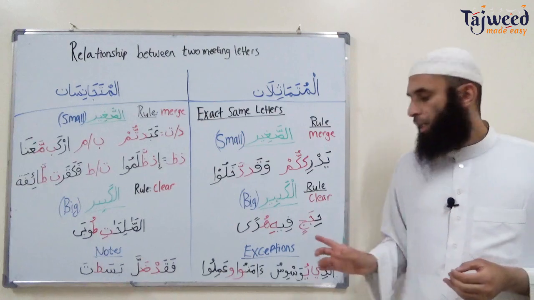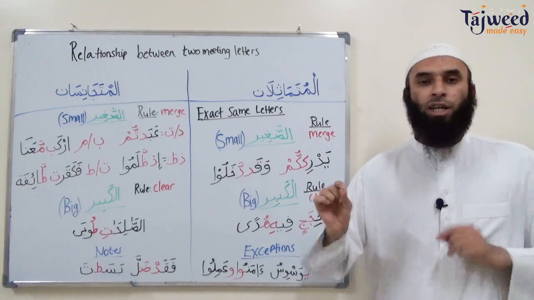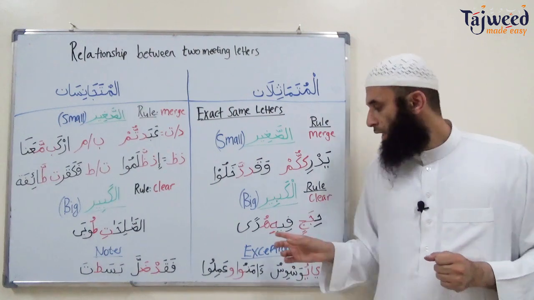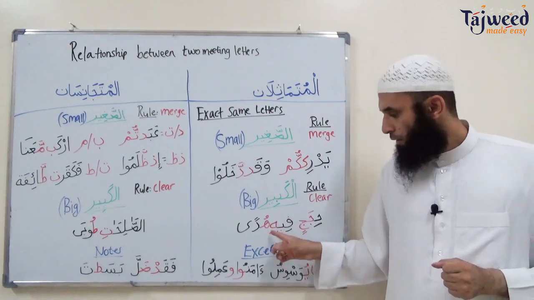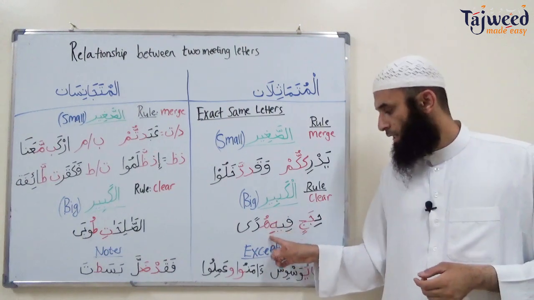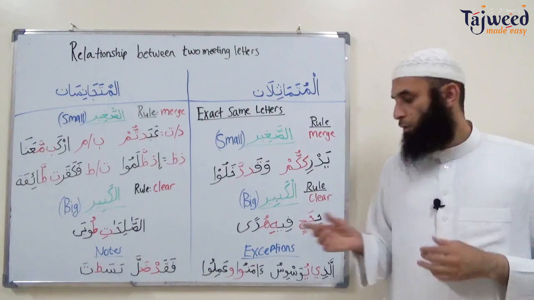So we have to make it clear. Hijaj, hijaj. We have to make the jims clear. Next example is fihi huda. First ha has a kasra, second has a kasra. First ha has a kasra, second has a dhamma. So we have to make it clear.